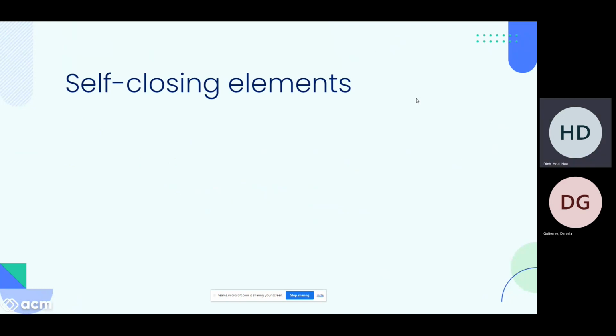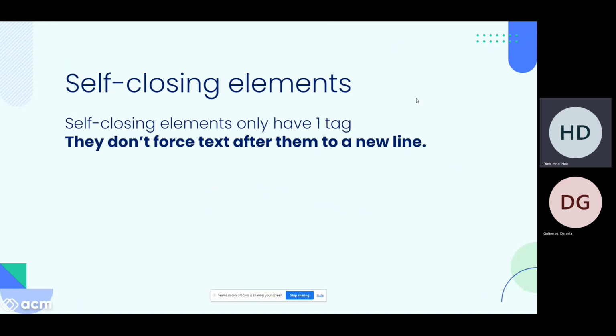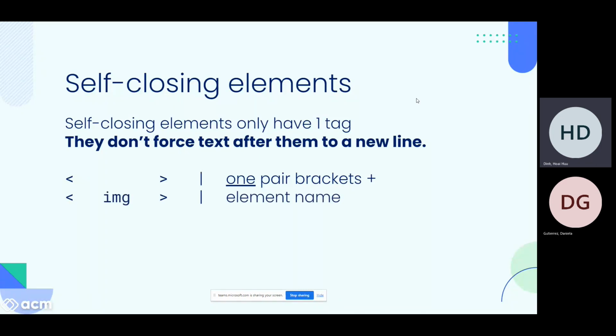All right, next, we'll get into self-closing tags. Self-closing elements only have one tag. Think of it as it begins and ends itself all at once. They don't force text to a new line, which is what you might think it does. So it's still one element, as it would be with two tags. It looks very similar, but this time it's just one bracket pair. It contains the element name, and it has the slash at the very end this time, and that symbolizes the ending of the tag. So this is a self-closing element.